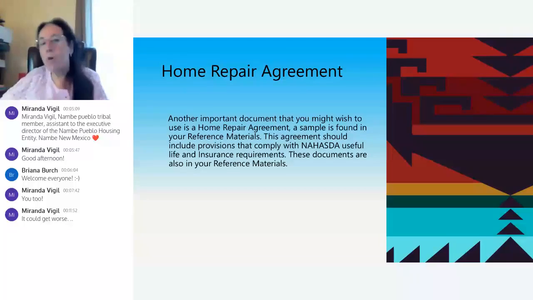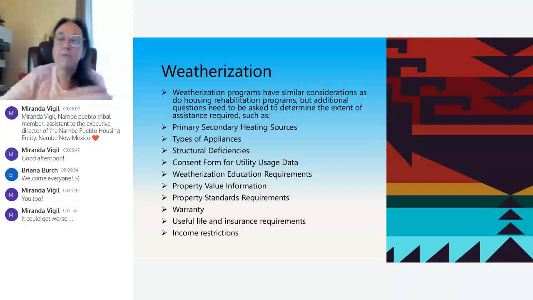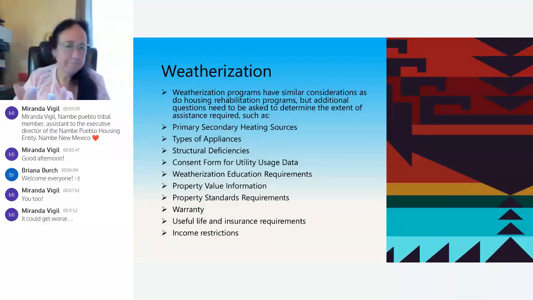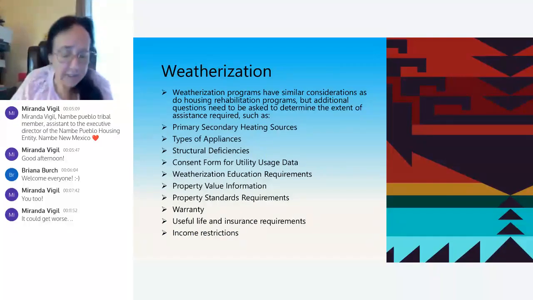So a repair agreement, another important document that you might wish to use or develop, is a home repair agreement. There's a sample in the reference materials. The agreement should include provisions that comply with NAHASDA useful life and insurance requirements, and those documents are also in your reference materials.